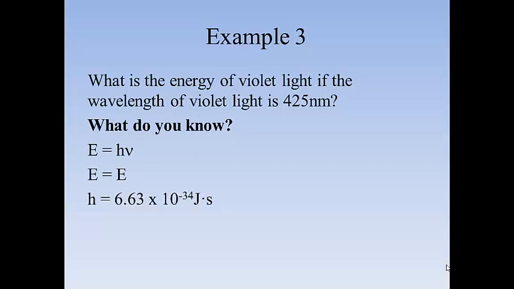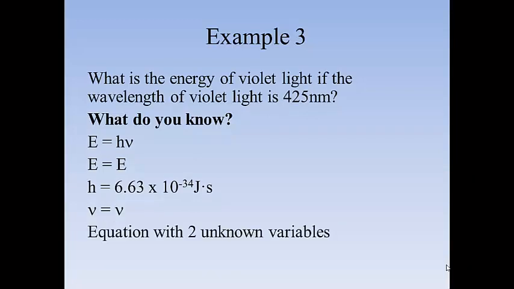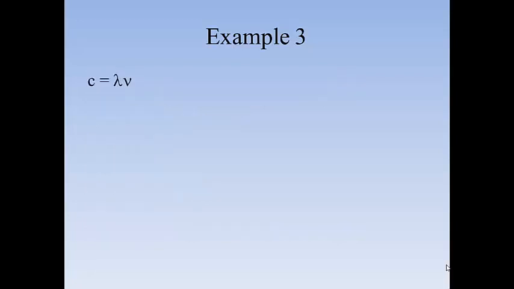H is 6.63 times 10 to the minus 34th joules times second. Frequency equals frequency. We now have an equation with 2 unknown variables. We can't just plug and chug. But wait. We do know that c equals lambda nu. We know that c equals 3 times 10 to the 8th meters per second.